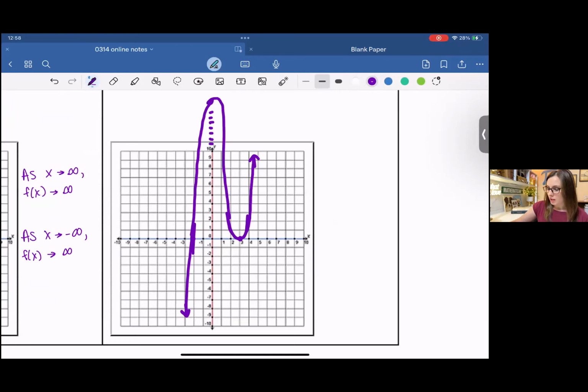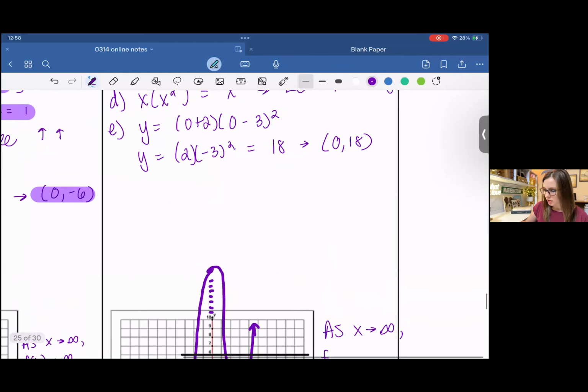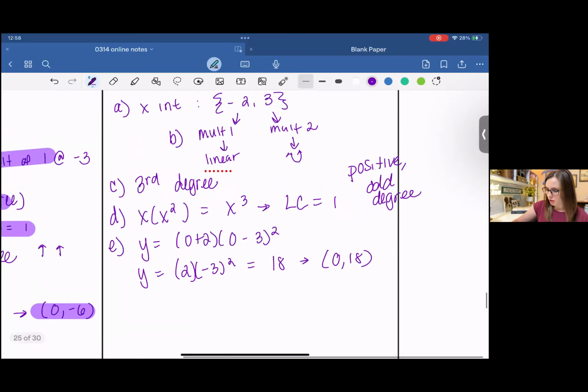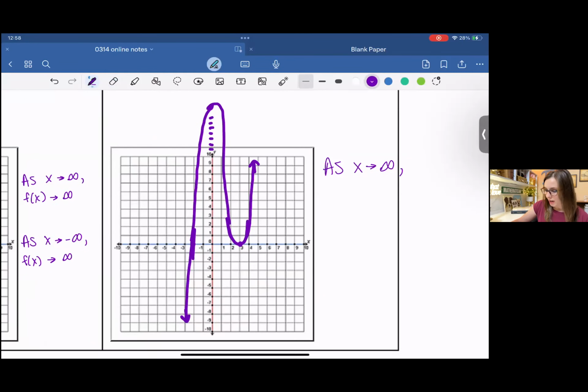Now to describe the end behavior, as x approaches positive infinity, y, is this f of x? Or did I do g of x? G of x, sorry about that. Got to name it correctly. y, g of x, also is approaching positive infinity. So as x gets bigger, y is also getting bigger.